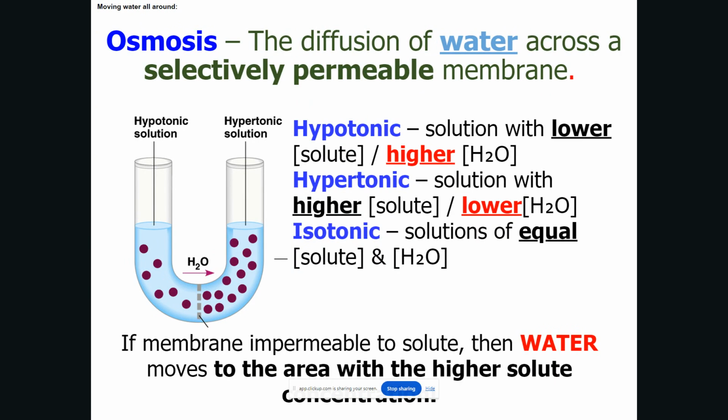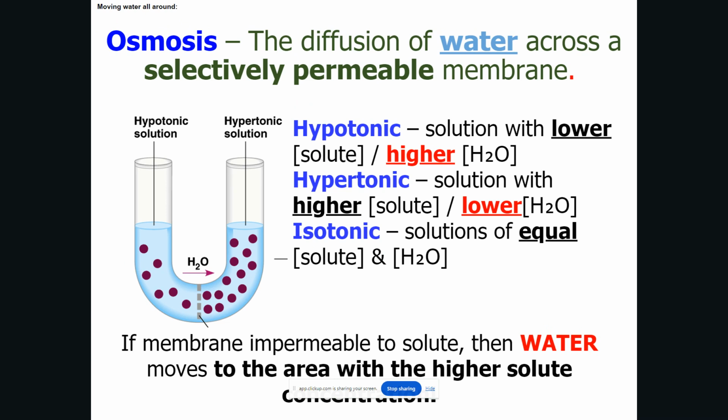When we use these terms, we're talking about usually two solutions and comparing them. For example, a solution with more solute than another is hypertonic. A solution with less solute than another is hypotonic. So we usually compare two solutions to use these terms.